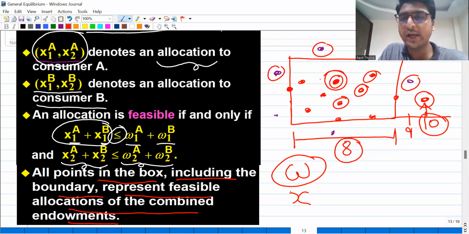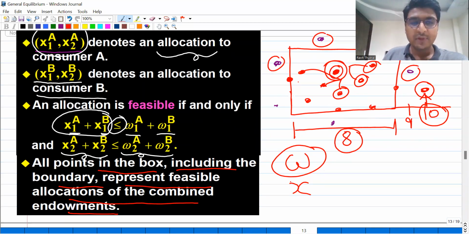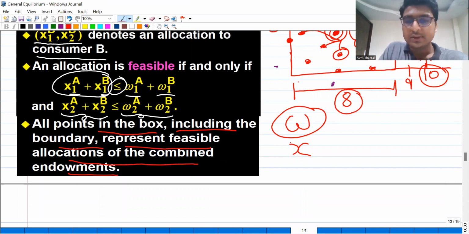This endowment can be redistributed, and we can move to different allocations. Okay, so that's the difference between the omega and X. So this is how we construct the Edgeworth box, and this is how we represent any bundle inside or on the Edgeworth box. Okay, so next we will talk about Pareto efficiency.